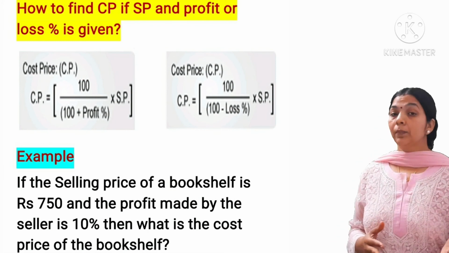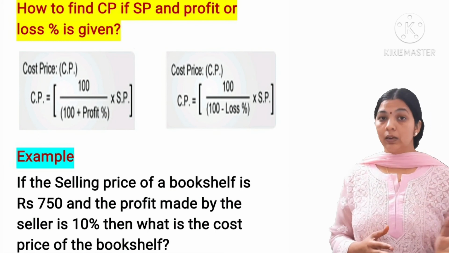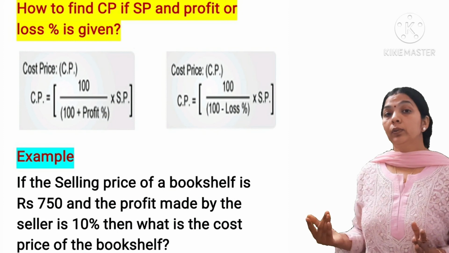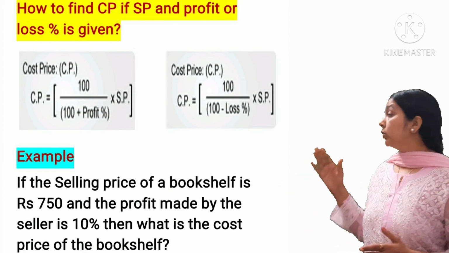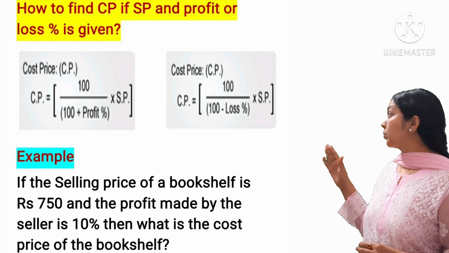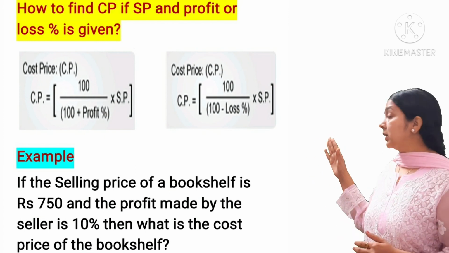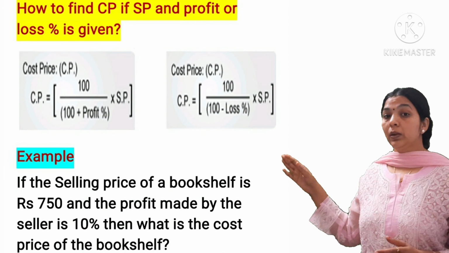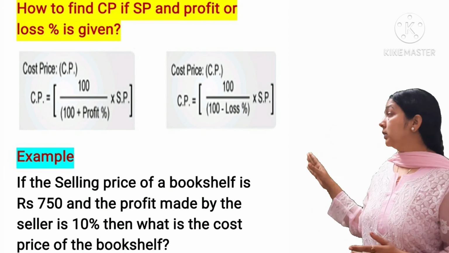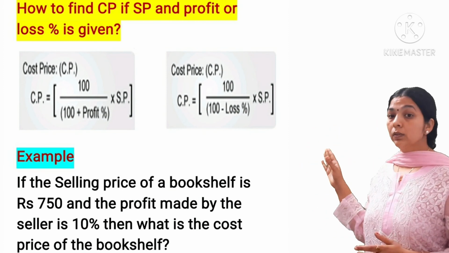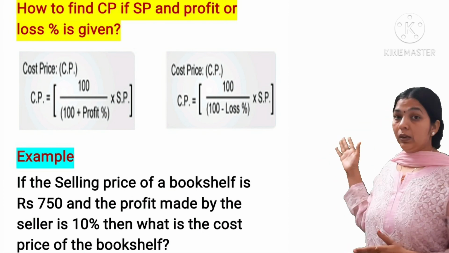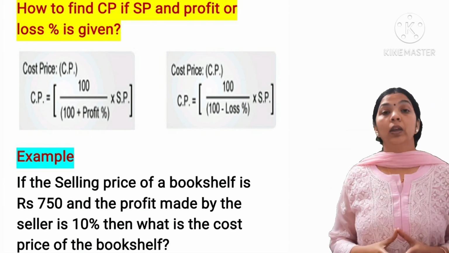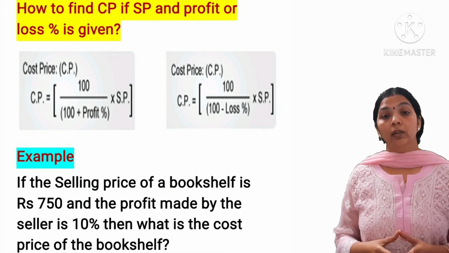Now how to find the CP if SP and profit or loss percentage is given to you? In the previous example you learned how to calculate selling price. Now we will learn how to calculate cost price. So for this the formula is given to us. CP is equal to 100 divided by (100 plus profit) into selling price. For calculating cost price we use selling price, and similarly for loss, 100 divided by (100 minus loss percent) into selling price. So these are the formulas which we can use for the question.